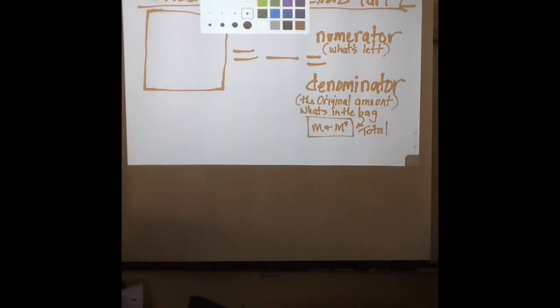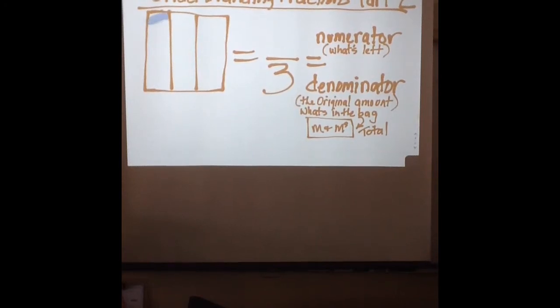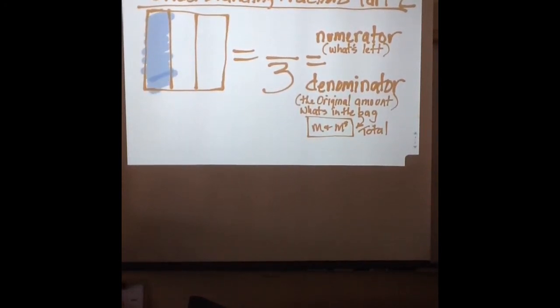Now, I'd like you to hear the chant a little bit better this time. Ready? Let's go. How many pieces is it cut up into? 3. So 3 goes on the bottom. Okay, now I'll be tricky. I'll shade in 2 different spots.